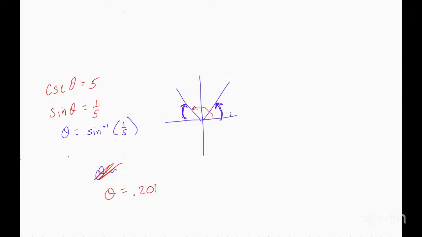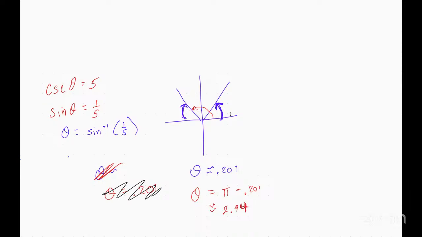Sorry, I did that wrong. That should be purple. My purple angle is approximately 0.201. That's the purple one right here. But the red angle is going to be equal to pi minus 0.201. So use your calculator, punch in pi minus, and then throw that whole number back in so you get the exact answer, which is 2.94 approximately.